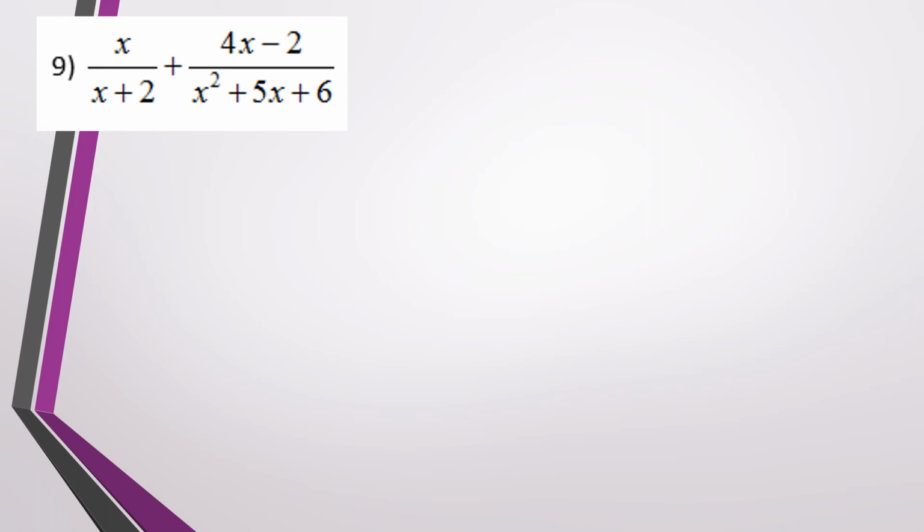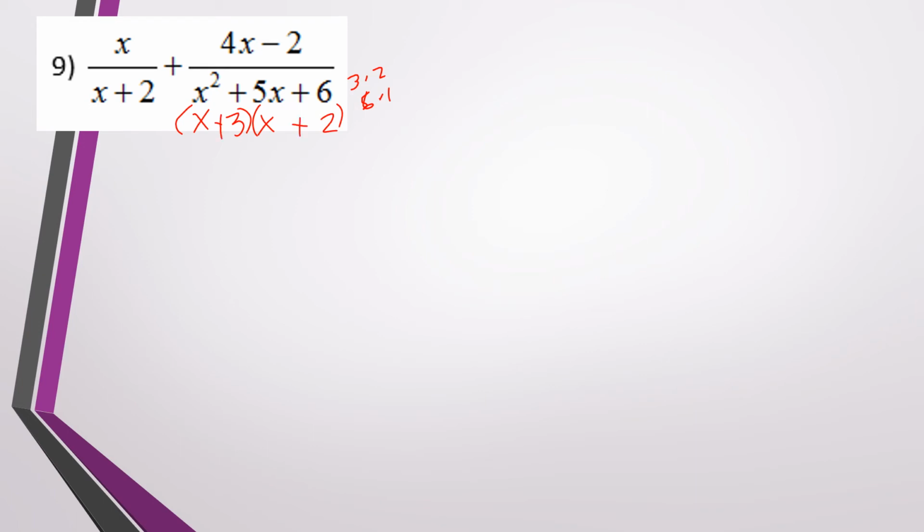Now we get to 9 and 10 where we need to factor. So x plus 2 I can't factor, but x squared plus 5x plus 6 I can factor. So I'd get x and x to get to x squared. And then the ways to get to 6 are 3 times 2 or 6 times 1. Which one would put me closer to adding to 5? It would be 3 and 2 because all of these are positive.